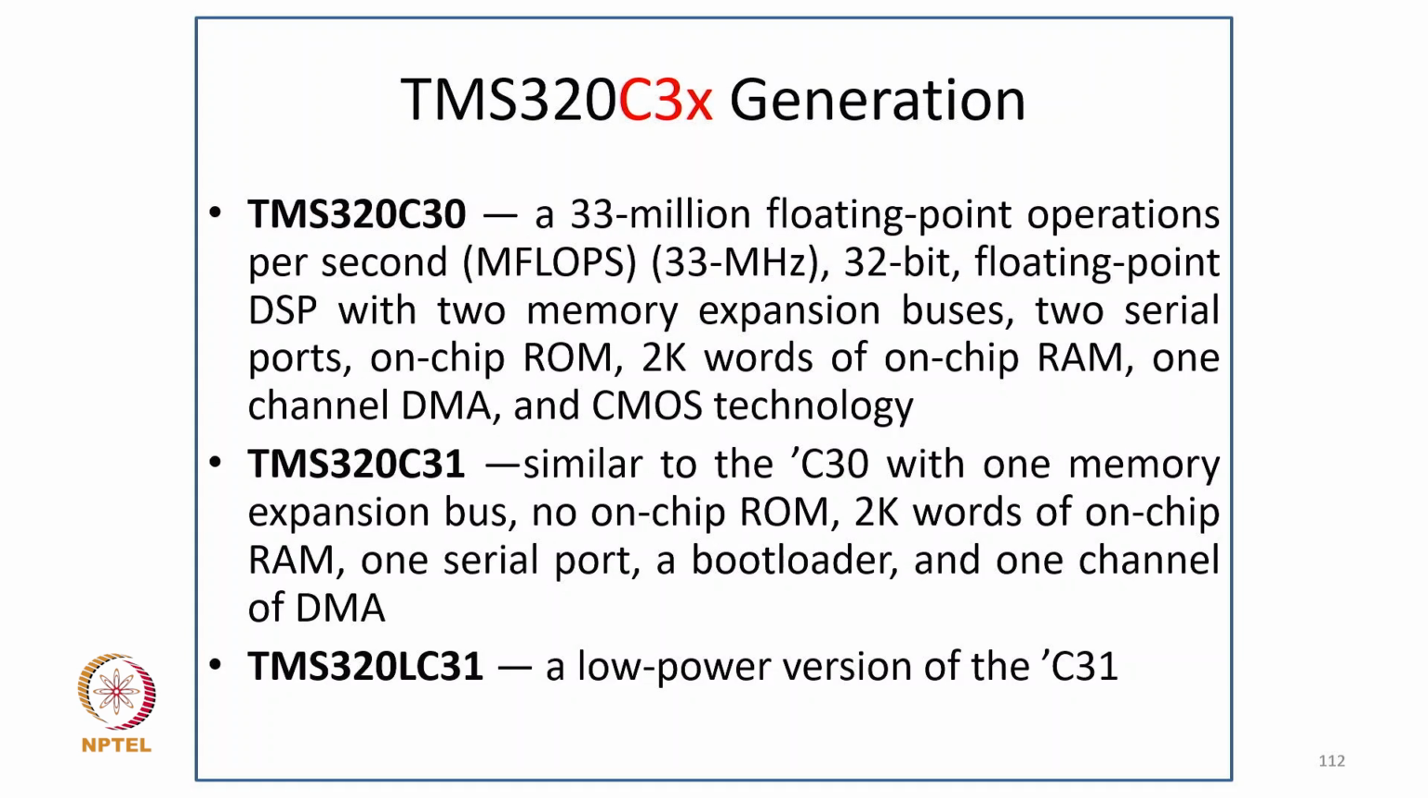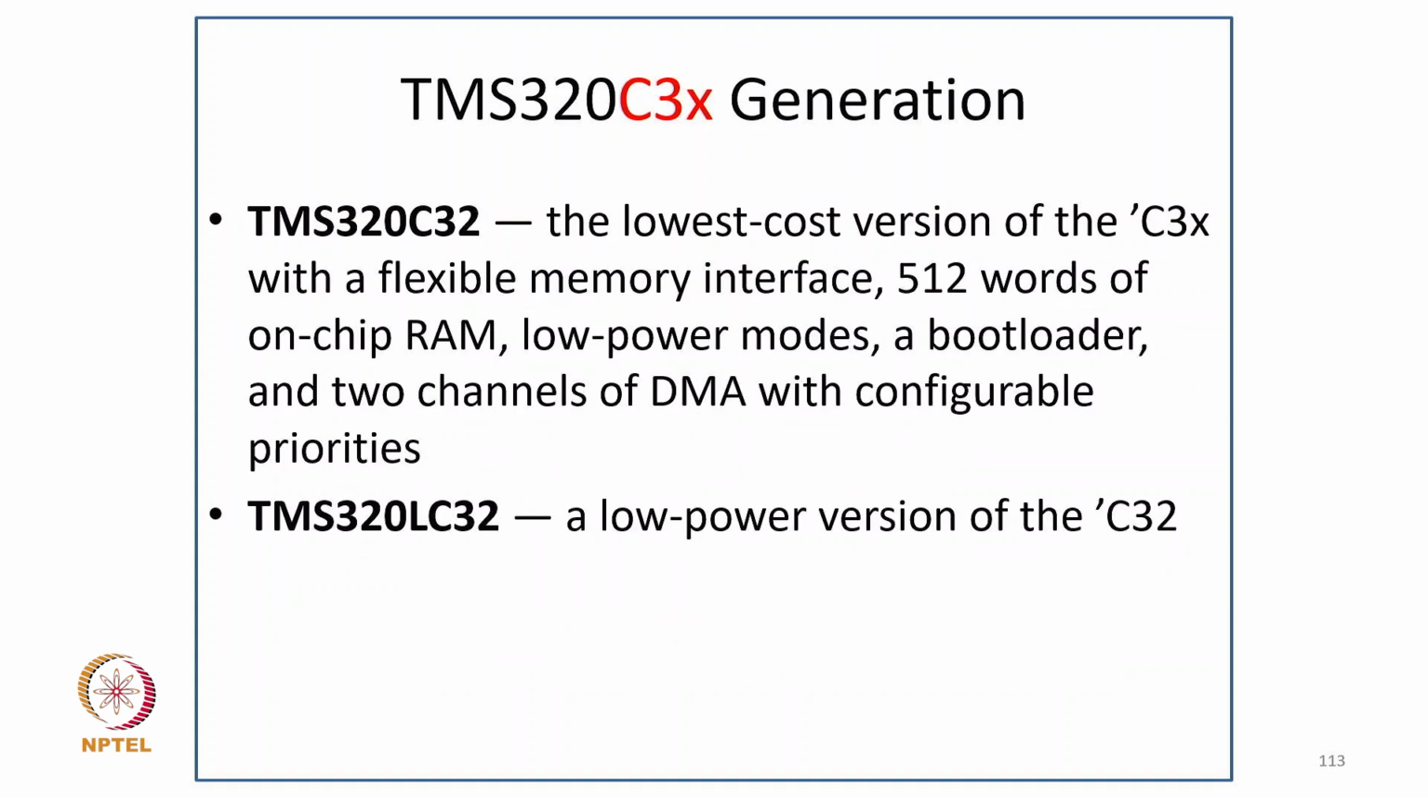TMS320C30 is a 33 million floating point operations per second (MFLOPS), 33 megahertz 32-bit floating point DSP with 2 memory expansion buses, 2 serial ports, 2 kilowords of on-chip RAM, 1 channel DMA and CMOS technology, and TMS320C31 is similar to the C30 with 1 memory expansion bus, no on-chip ROM, 2 kilowords of on-chip RAM, 1 serial port, a boot loader, and a 1 channel DMA. And the TMS320LC31 is a low power version of the C31.